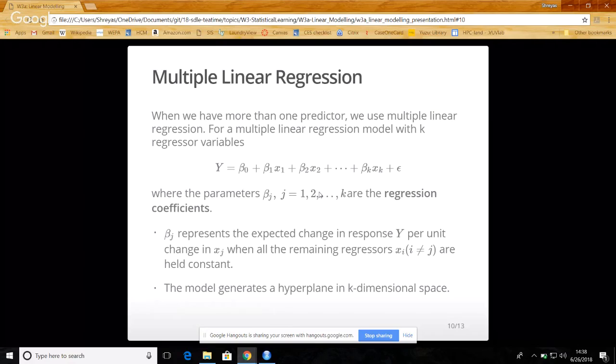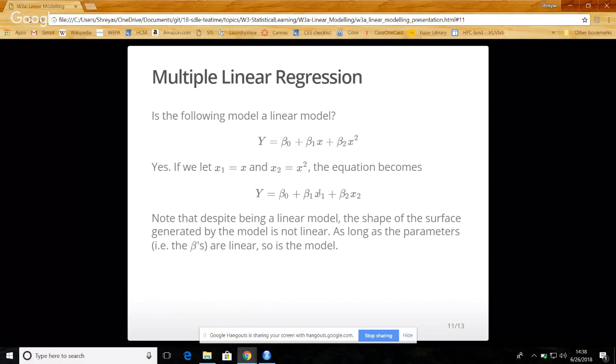Again, the interpretation is the same. Beta naught is still the intercept, which is the value of our response y when everything else is 0. But the way we think about a given beta j is it represents the change in our response y per unit change in xj, the caveat being all else held constant. And so the model you see up there will basically generate a hyperplane in k-dimensional space.